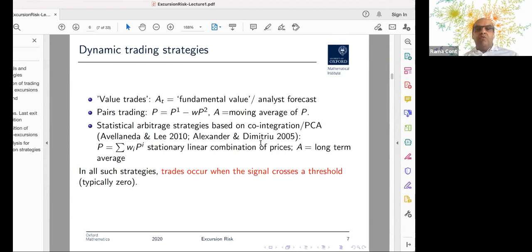You look at the difference between the price and the forecast. That's what we call the signal. And then you trade when the signal crosses a threshold, so typically 0. If the signal goes above 0 or below 0, that's where you want to change your position. Okay, so that's the fundamental remark I would like to start with.